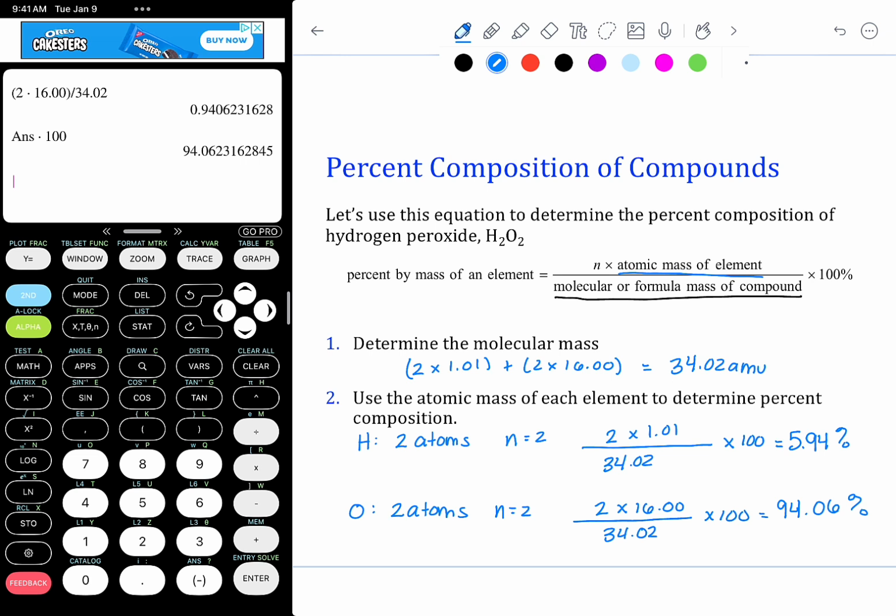These are the percentages, the percent composition of hydrogen peroxide, of both hydrogen and oxygen in hydrogen peroxide. So we do the part over the whole. Part is how much of that individual atom, over the whole is the total mass.